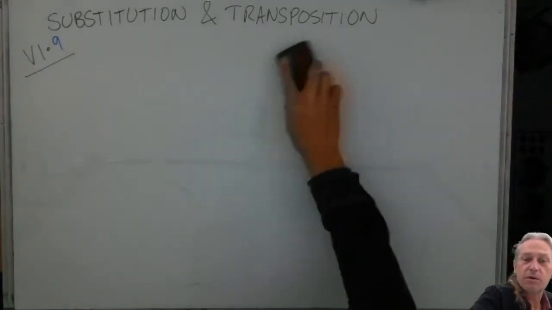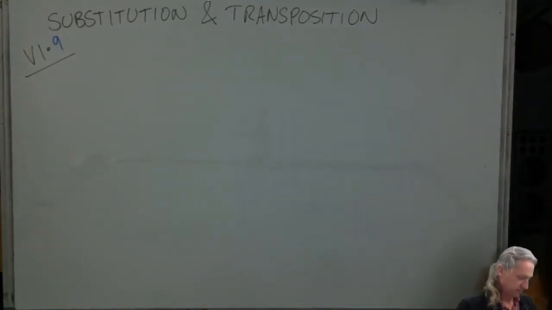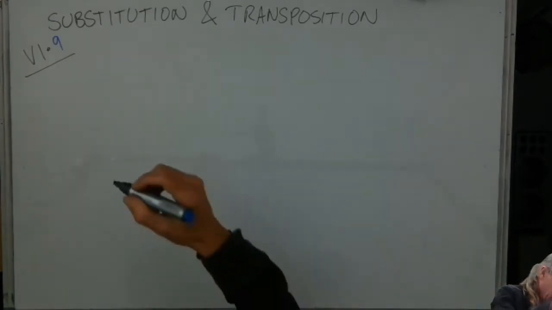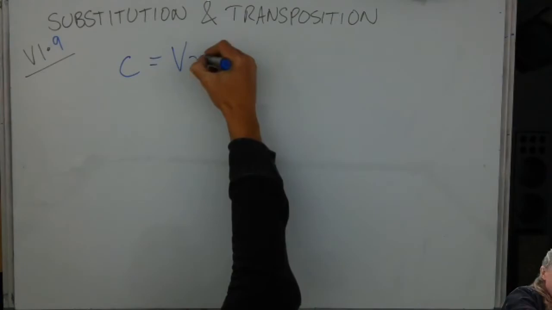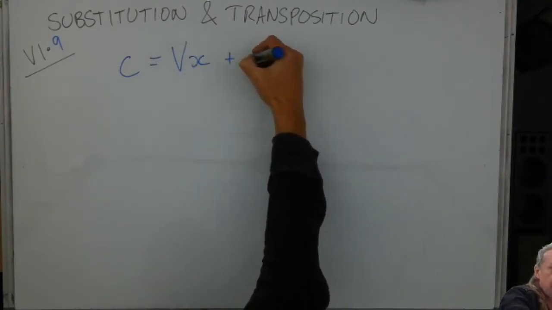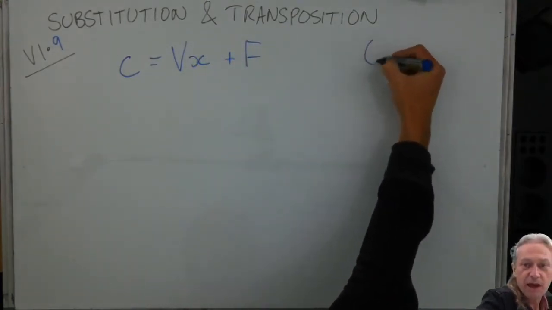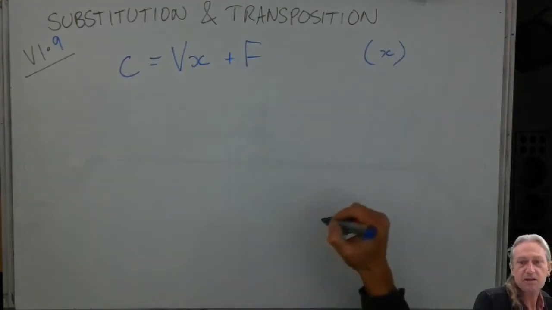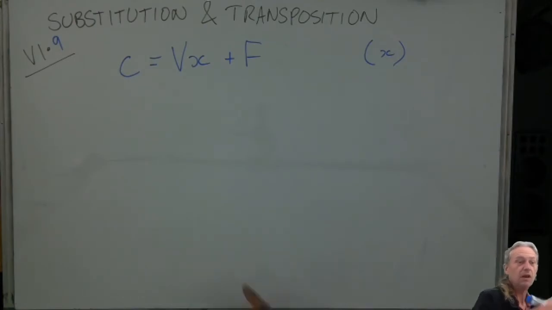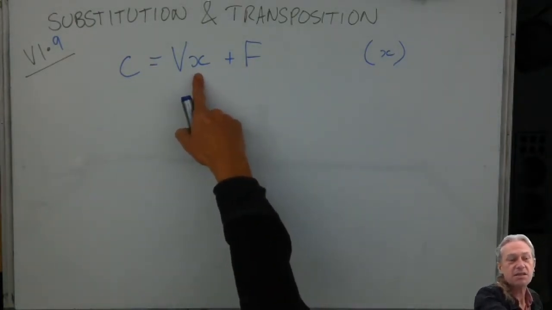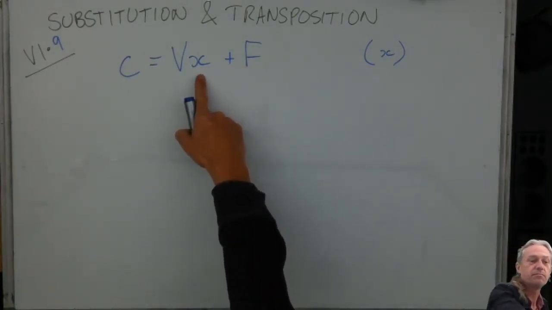So we're not making y the subject in these. The first one, we've got that equation that we started with, c equals vx plus f, and it wants us to make x the subject. So I'm just going to write it like that. That's how they've got it in the book. So there's our x. That's the thing we want on its own.